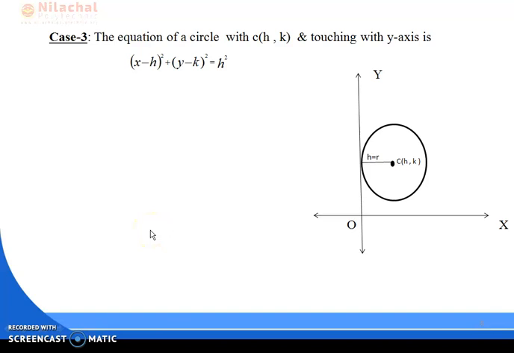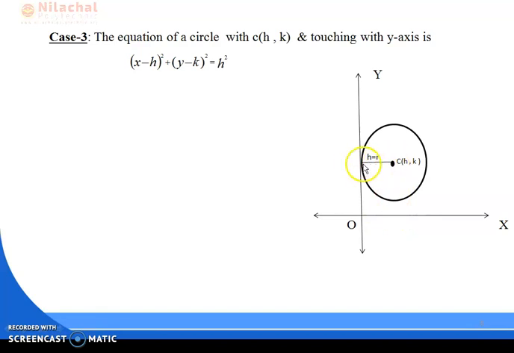Case number 3. The equation of a circle with center (h, k) and touching the y-axis. Let's see by a similar process. This is the x-axis, this is the y-axis. Touching the y-axis, this touching point of the y-axis with the circle must be a point on the circumference of the circle. So this point to the center must be the radius by the definition of the circle. But what is given here is the center coordinate (h, k). So the horizontal distance is h, the vertical distance is k.